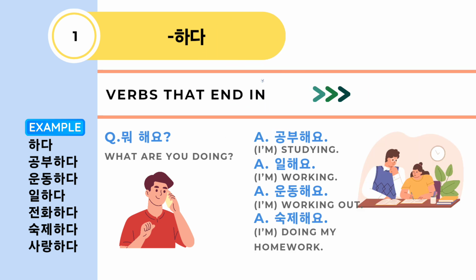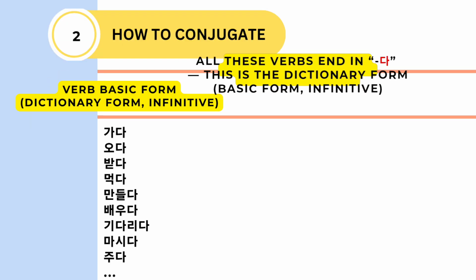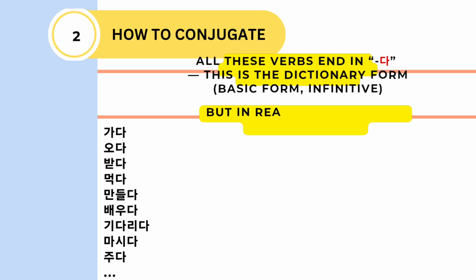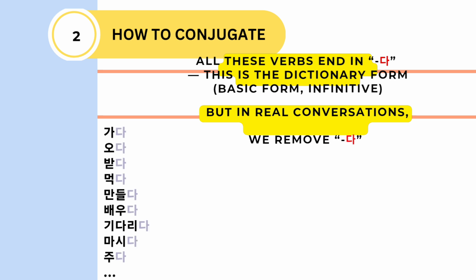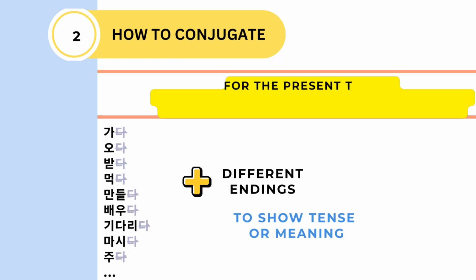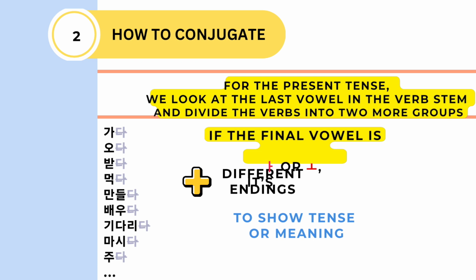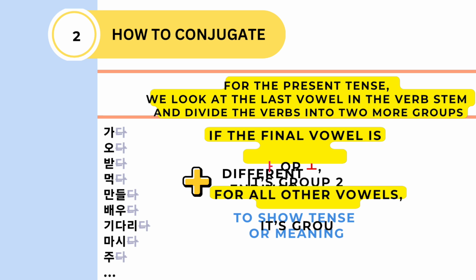Easy, right? Now, pay close attention. All these verbs end in 다. This is the dictionary form, but in real conversations, we remove 다 and attach different endings to the verb stem to show tense or meaning. For the present tense, we look at the last vowel in the verb stem and divide the verbs into two more groups. If the final vowel is 아 or 오, it's group 2. For all other vowels, it's group 3.